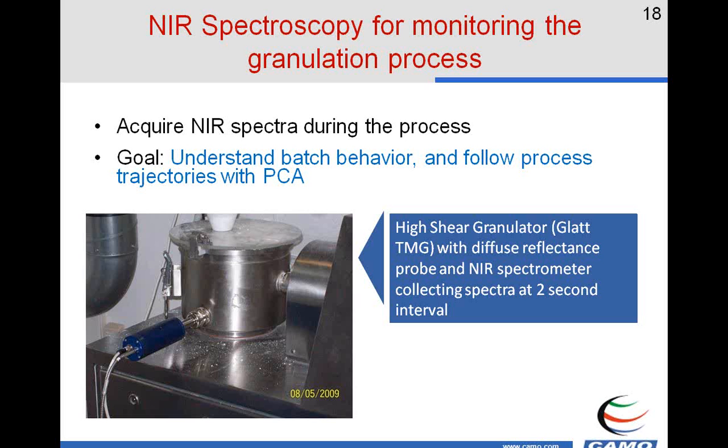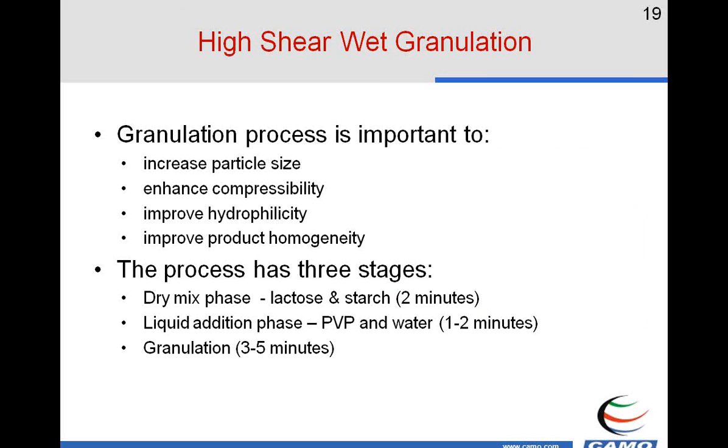So if we take an example, here we have NIR spectroscopy that is applied to the monitoring of a granulation process. So what we do is that we acquire NIR spectra during the process, and what we want to do is understand the batch behavior and follow the process trajectory with PCA. So the granulation process is important to increase the particle size, enhance compressibility, improve hydrophilicity, and improve product homogeneity.